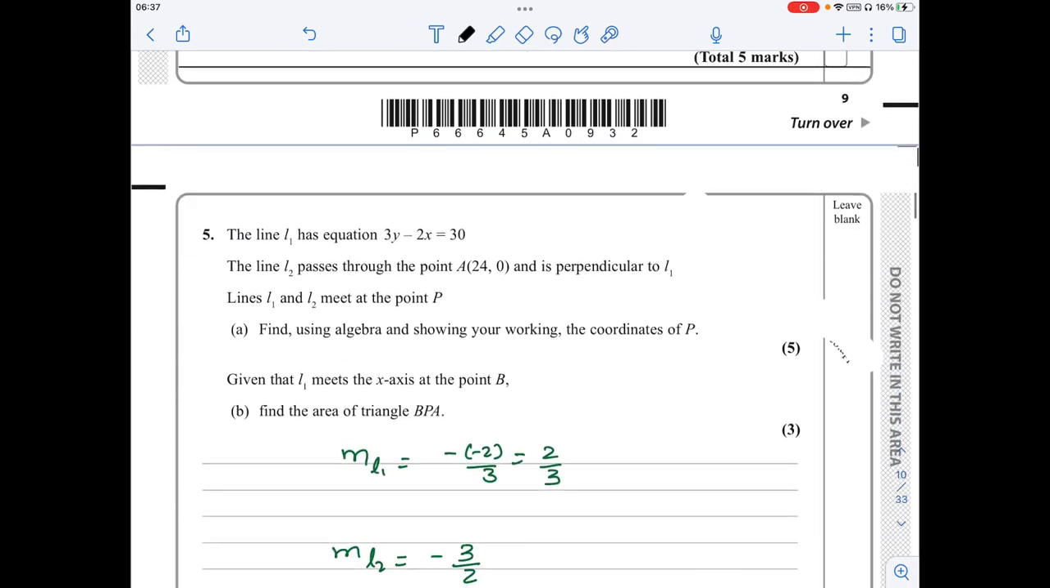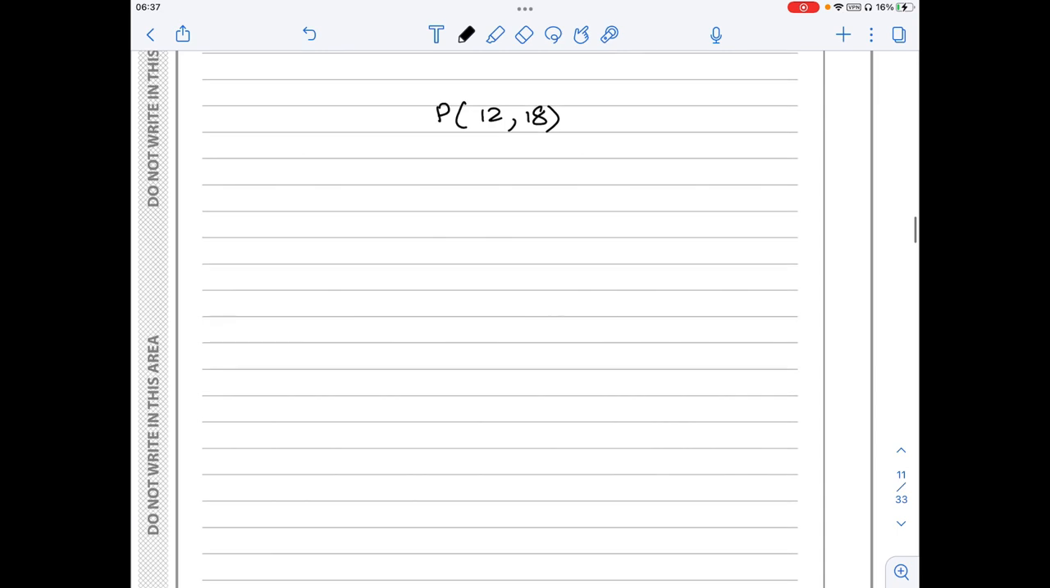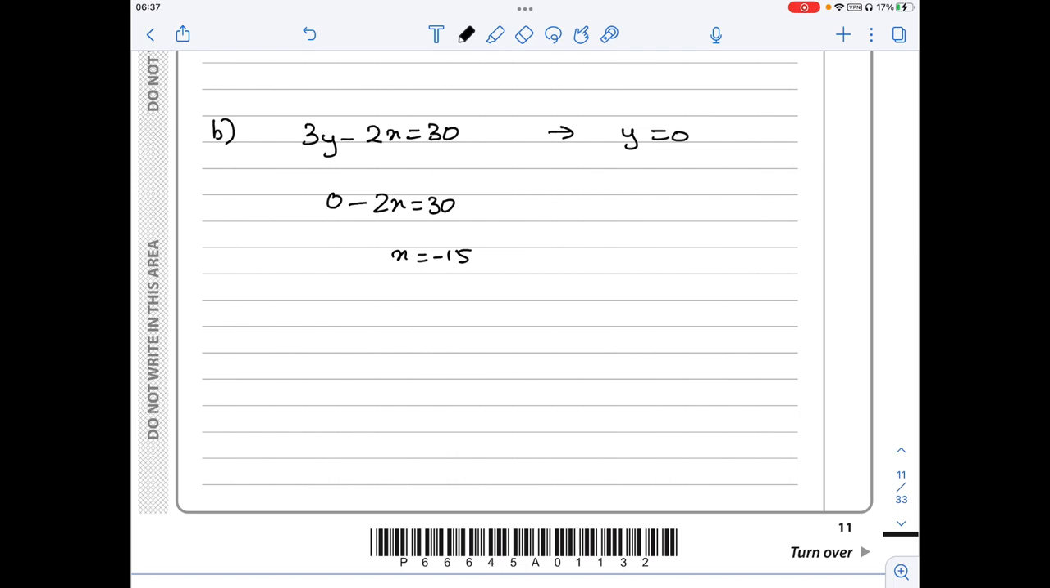Next part, what is it asking? Given that line L1 meets the x-axis at point B, find the area of the triangle BPA. What is line L1? 3y minus 2x equals 30. It meets the x-axis, and the x-axis means y equals 0. So 0 minus 2x equals 30, so x equals negative 15. So it meets the x-axis at negative 15, 0.